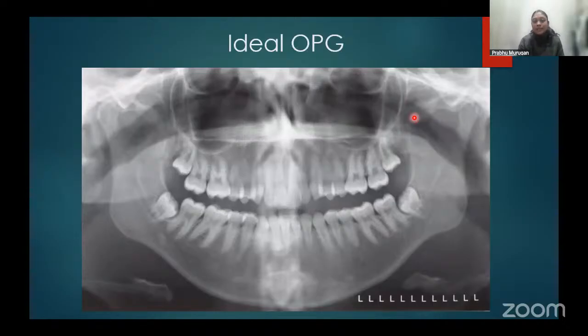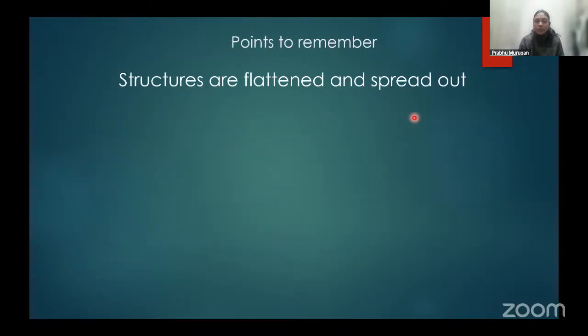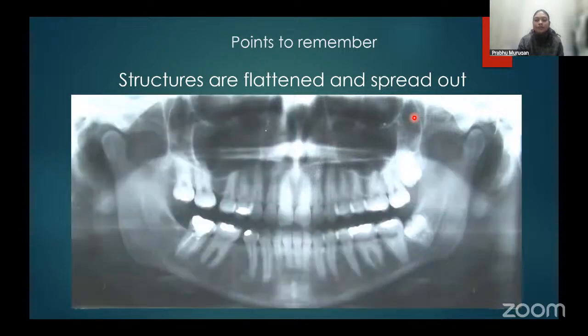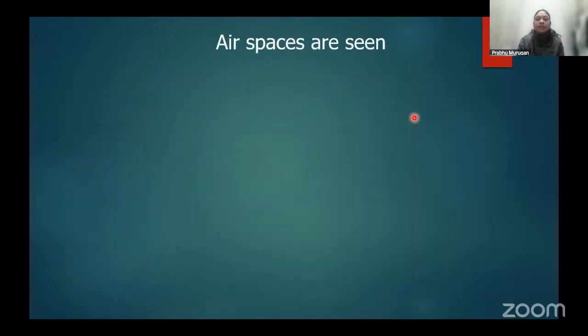There are certain things we have to remember when it comes to an OPG. First, the structures will be flattened and spread out. It's not curved, but flattened and spread out. Obviously, your mandible and maxilla are curved areas, but they will be flattened and spread out on a single plane.